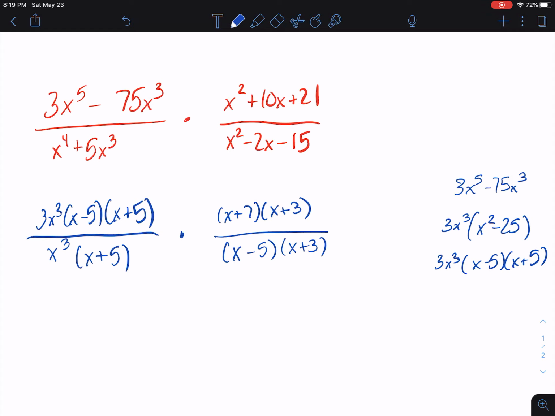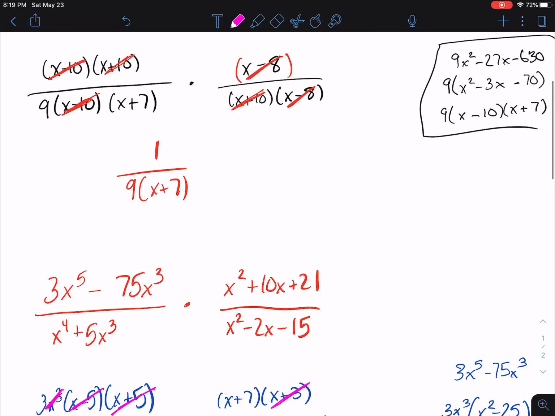All right, so now I can go see, well, what crosses out? Well, the x minus 5 crosses out diagonally. Okay, the x plus 5 crosses out top to bottom. The x plus 3 crosses out top to bottom. The x to the thirds cross out. And then I'm actually just left with 3x plus 7.